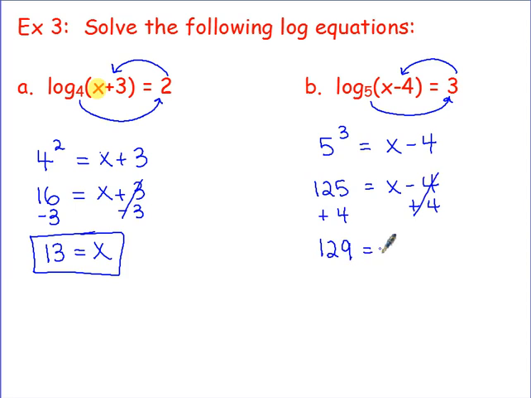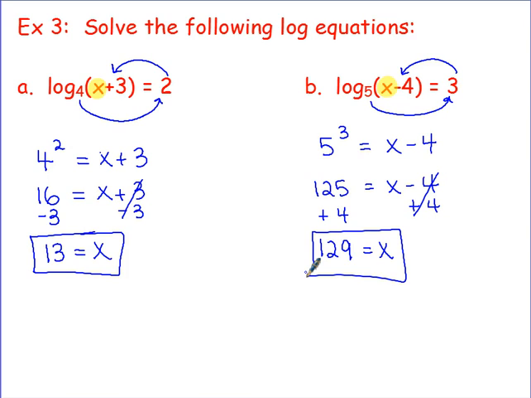129 should have been what you got for x. And if I test it right here, 129 take away 4 is 125. That is definitely positive. That is definitely a good answer. So those were the two easy ones. Hopefully you're thinking, okay, so far so good.